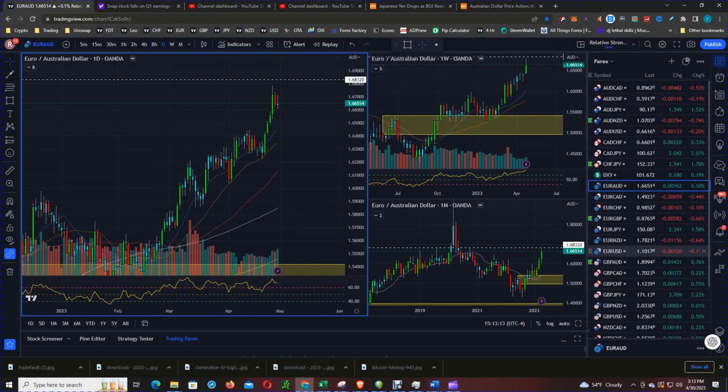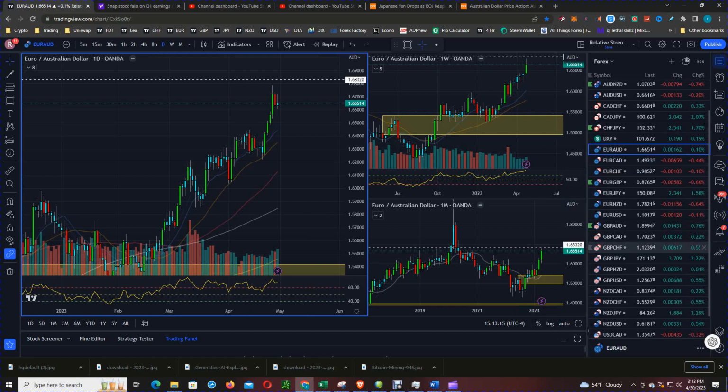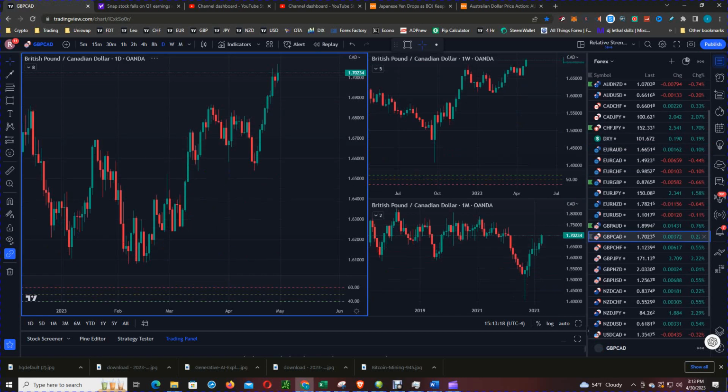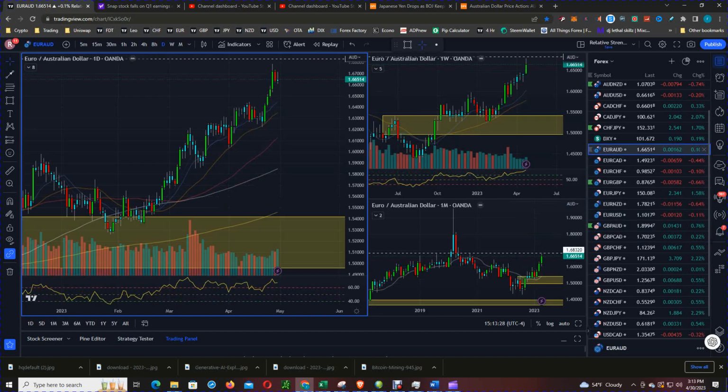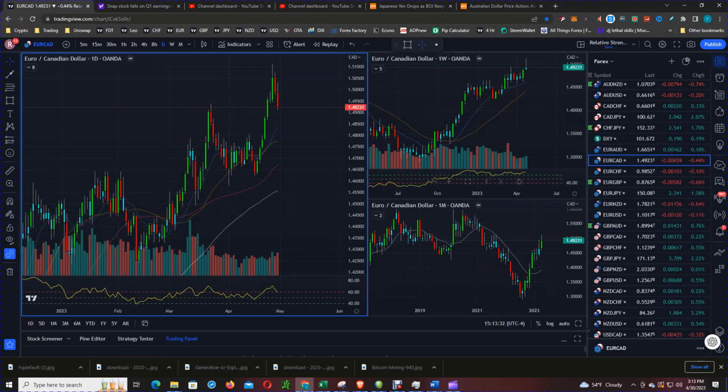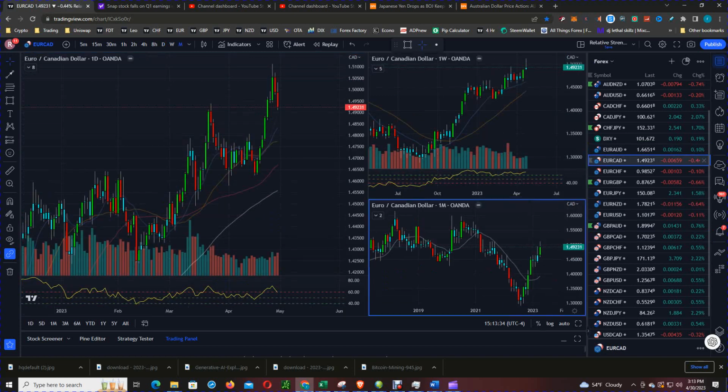Pound versus the Canadian dollar. Actually, I did analysis, I think several weeks on this pair. So let's just go with, all right, let's go with the EURCAD.